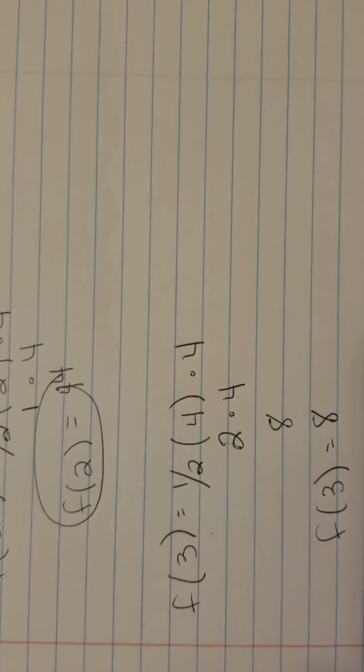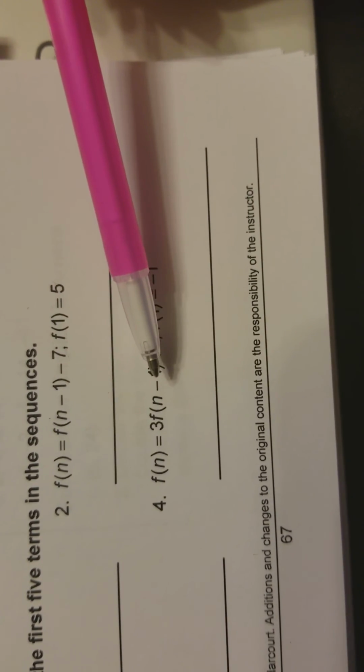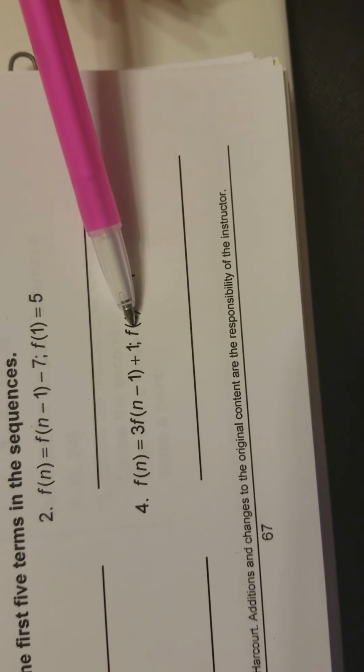And so to get f of 4, we're going to take half of 8 and multiply it by 4. So looking at number 4, instead of halving it, we're multiplying it by 3 and then adding 1.